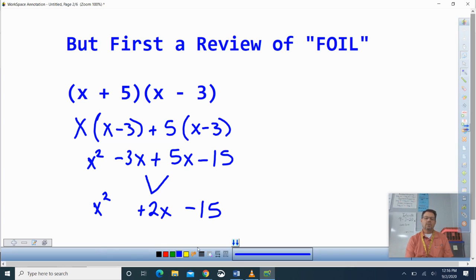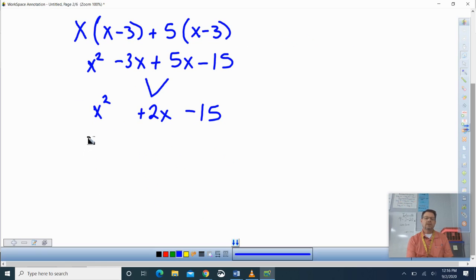So that's a trinomial, and it's in general form, which would be ax squared plus bx plus c. For this one, our a is 1 because there's an understood 1, our b would be 2, and our c would be negative 15. But let's back up just a little bit and review.